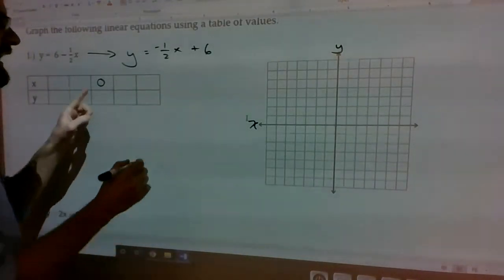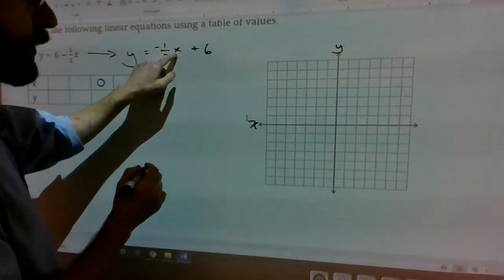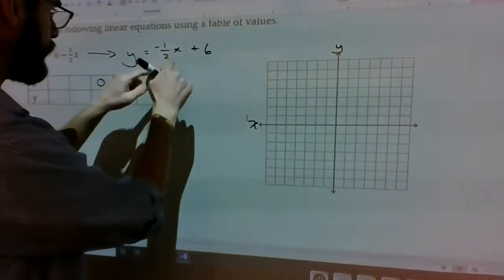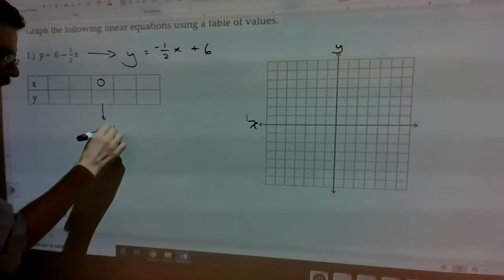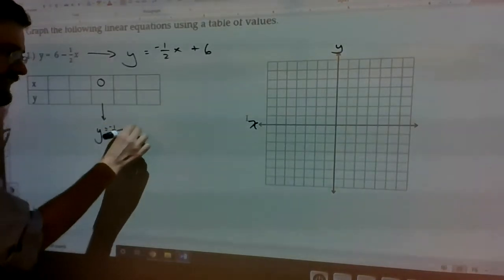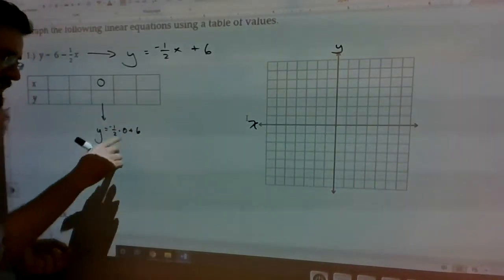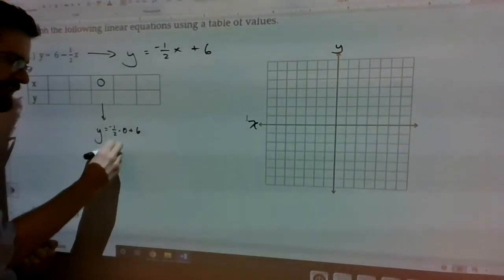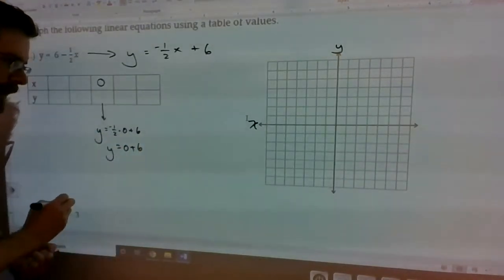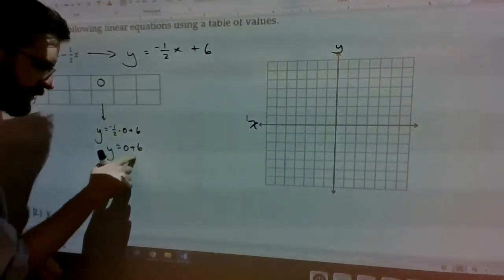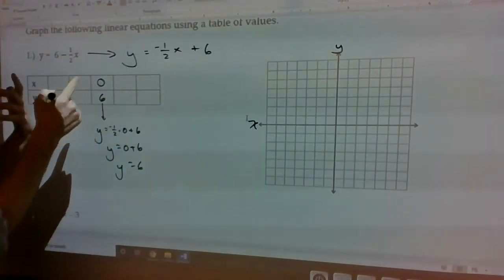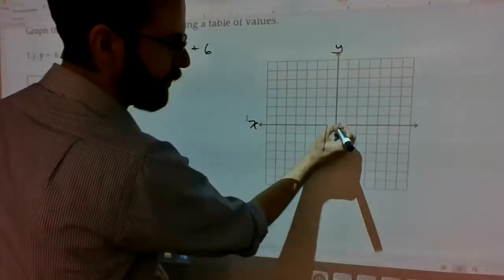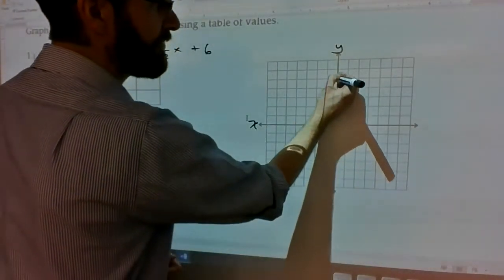So if I plug x equals 0 into this equation, y equals -1/2 times 0 plus 6. Using the order of operations, 0 times -1/2 is 0. Got to do multiplication first. 0 plus 6 is 6. So 0, 6 is going to be my first point that I graph. 1, 2, 3, 4, 5, 6.